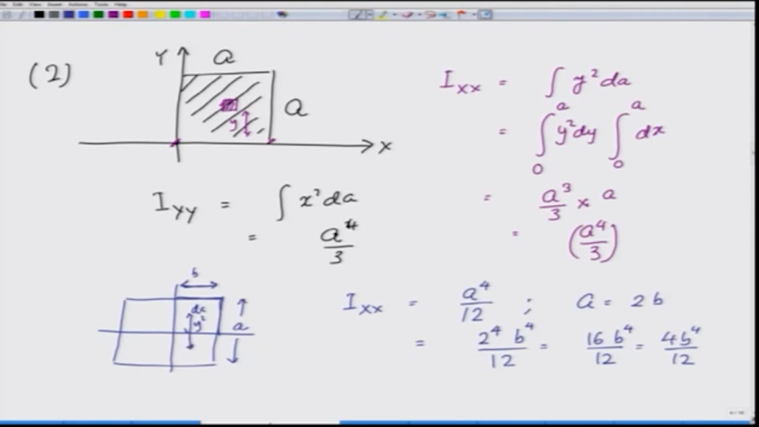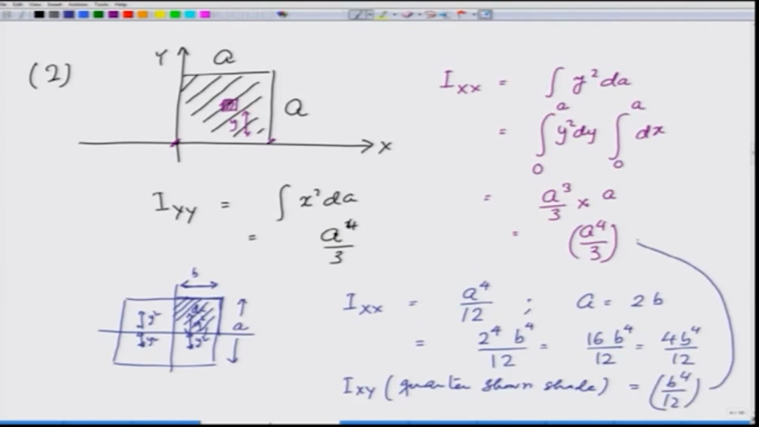But notice y square is same for all these 4 areas. So, all these 4 areas contribute equal to Ixx, and this implies if I were to calculate Ixx only for this, it will be 1/4 of whatever I have calculated. So, Ixx for the quarter shown shaded, the answer will be b raised to 4 over 12, and that is exactly, oh I am sorry, this is 3 out here, b raised to 4 over 3, and which is the same as the earlier answer.